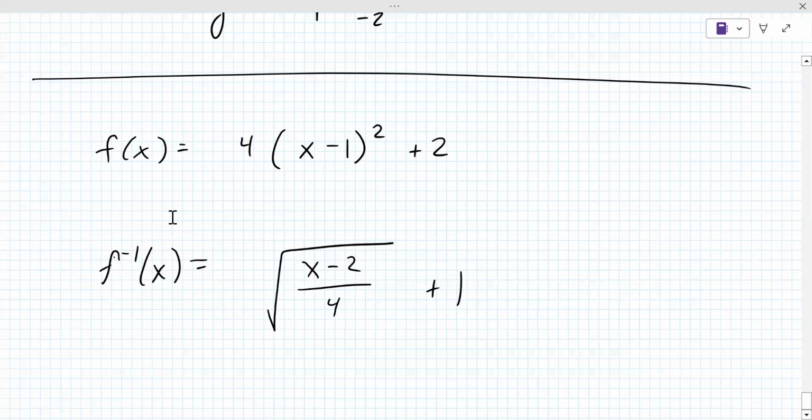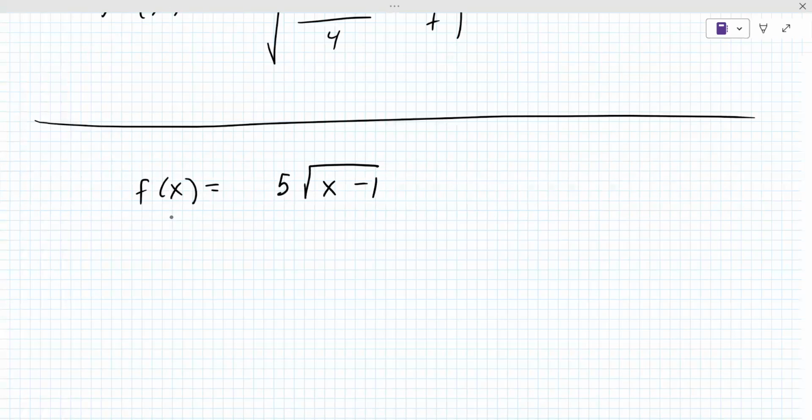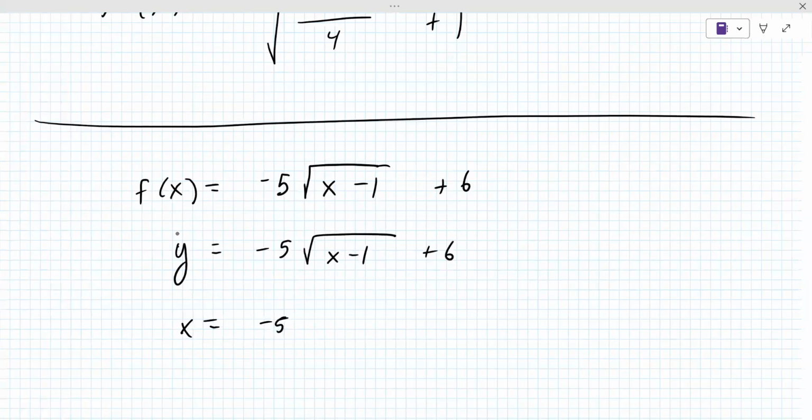Okay, good, really good. We've got time to do another type of problem you'll see. So let's say f of x is 5 square root of (x minus 1) plus 6, something like this. Actually, I'm going to make that -5. All right, the inverse here, same thing. Switch x and y after you rewrite it. So it's x equals -5 square root of (y minus 1) plus 6.